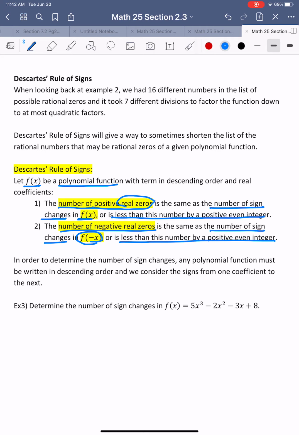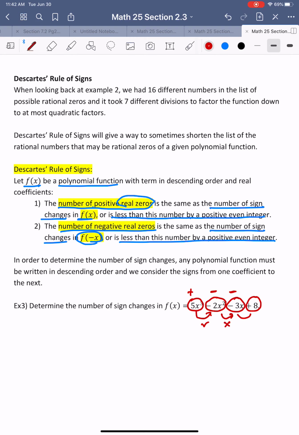Okay, so sign change means you need to look at all the terms. So this is one term, another term, another term, and another term. Take the sign with it. And then when you look at the first to the second, that was a positive and this is a negative, isn't it? So this has a sign change. So check. But from here to here, it's negative to negative, which means there's no sign change.